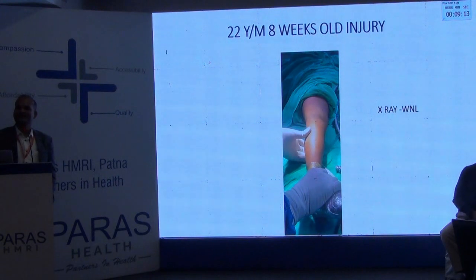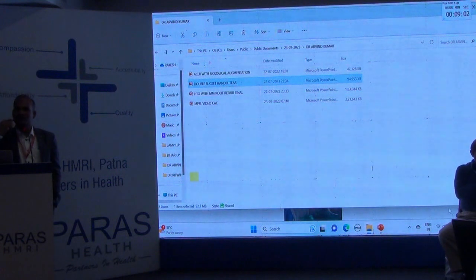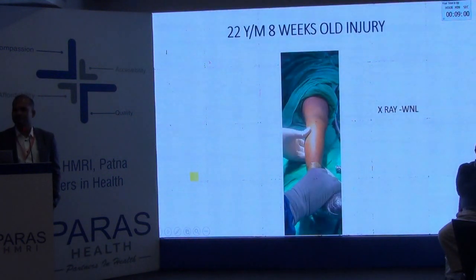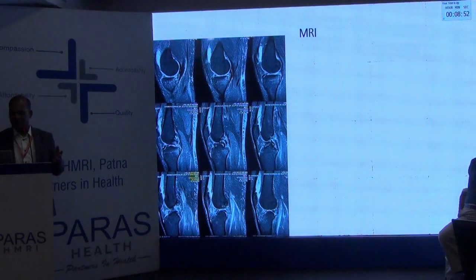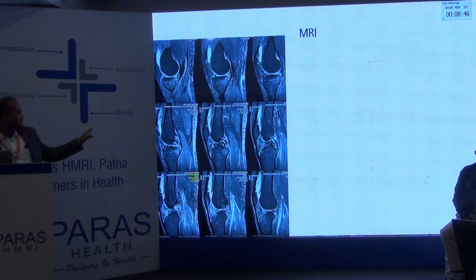So Parimal, X-ray is normal, 8-week-old injury, 22-year-old male boy having 20 degrees of knee flexion deformity, which is not getting corrected. So what next investigation do you ask for? MRI, perfect. So this is the MRI of this patient. So what can you see in this view?